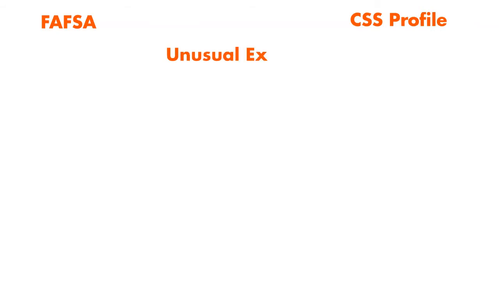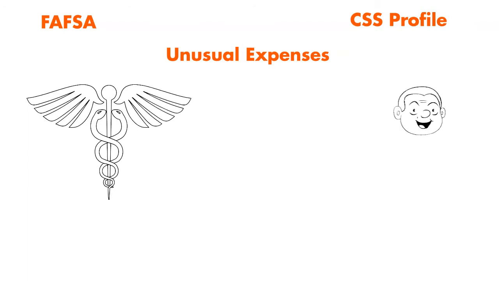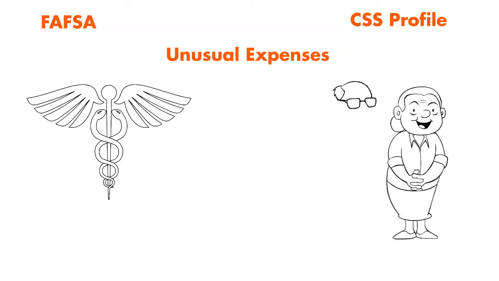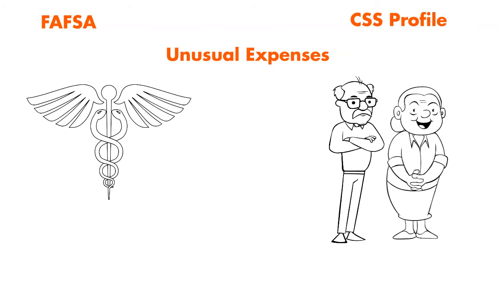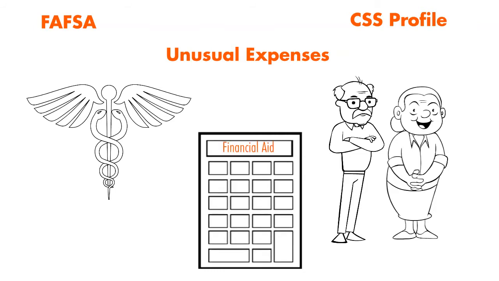The CSS Profile asks for information on unusual expenses, such as medical expenses or elder care, and includes a section for the student to explain a financial situation not included in the form. This may or may not be considered in the financial aid calculation. It does depend on the school, so you can see that the CSS Profile is a much more complex form and is used differently by each college or university.